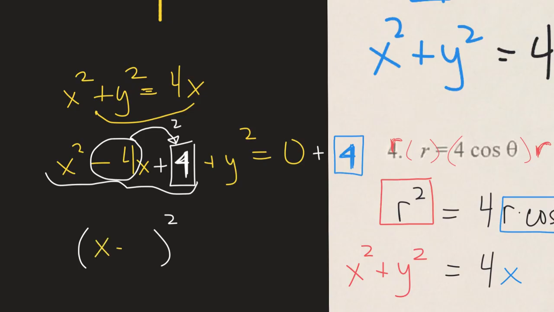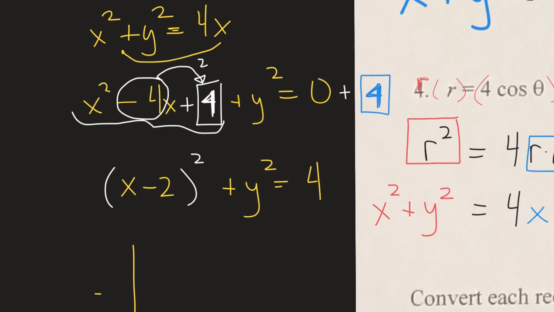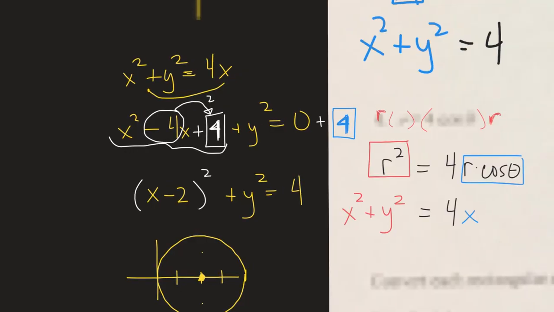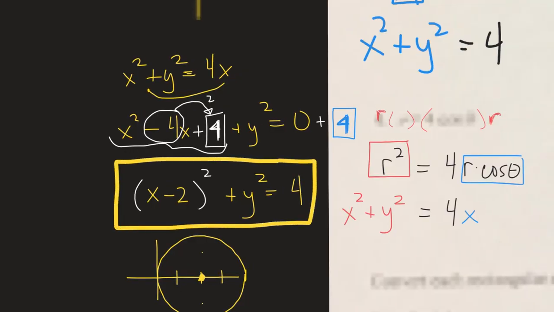Now these three factor to x minus 2, because what numbers multiply to give you positive 4 and add to give negative 4? Negative 2 and negative 2, which is why it's one factor squared. Plus y squared equals 4. Okay? So I know you probably have not remembered, but this is a circle centered at 2, 0 with a radius of 2. So this is a circle equation that is not centered at the origin like the one up above it was. This one is centered along the positive x-axis. Okay, so this is our final answer right there.